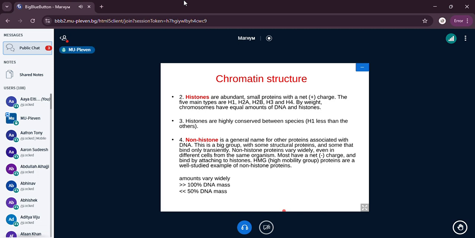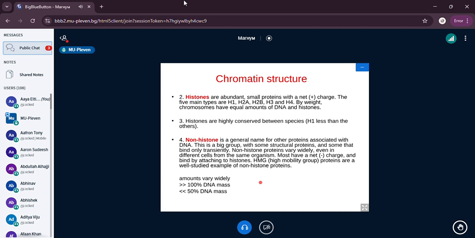The histones are small proteins in large quantity, with positively charged molecules. They are highly conserved between the species. H1 is less conserved.